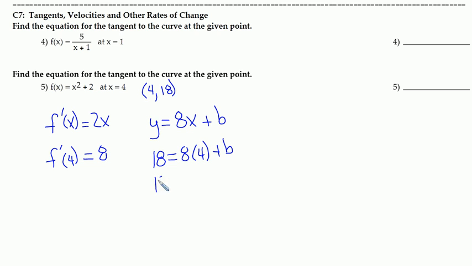I've got 18 is equal to 32 plus b. When I subtract 32 from both sides, I'll get my b value. So 18 minus 32 is negative 14. So that's my b value. So my equation is y equals 8x minus 14. And we're done.